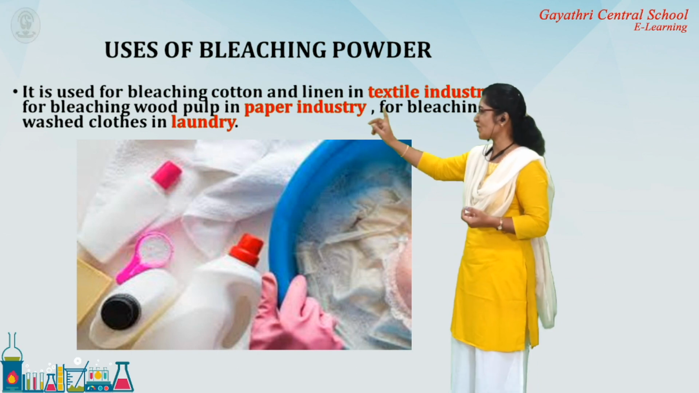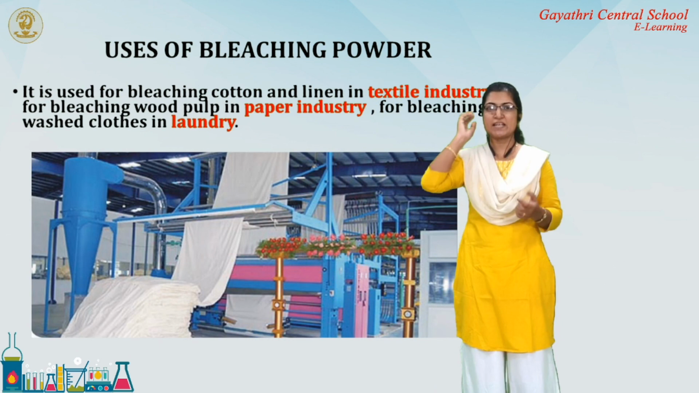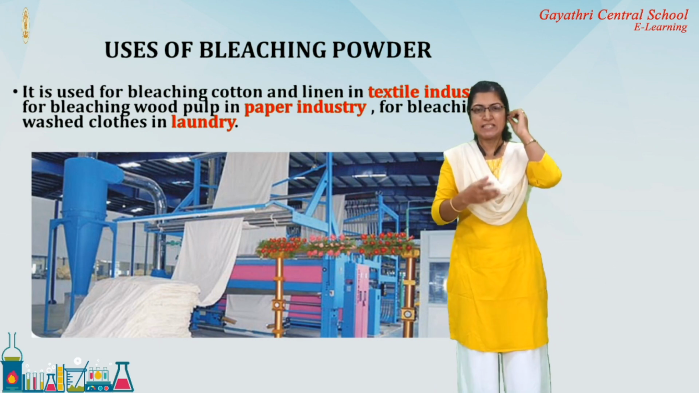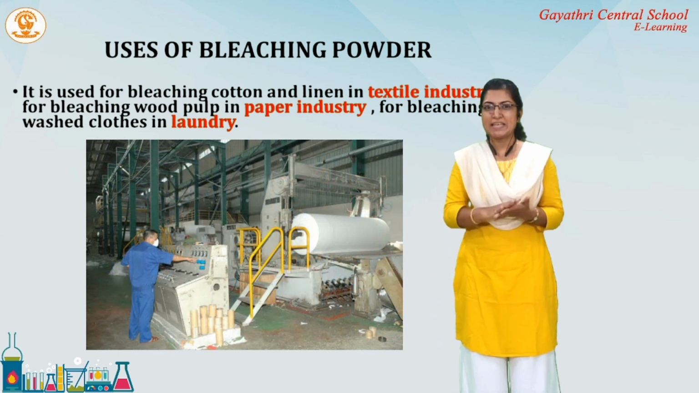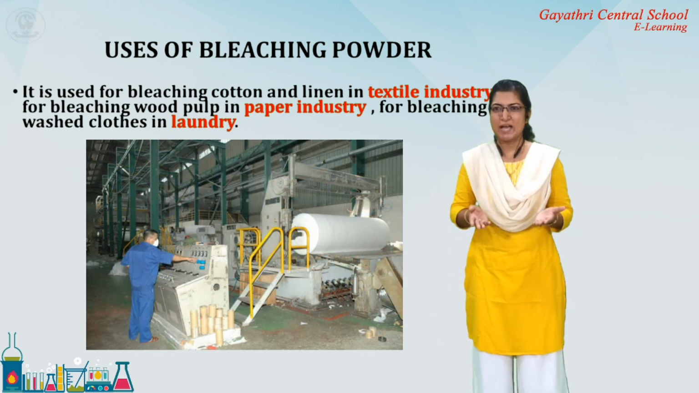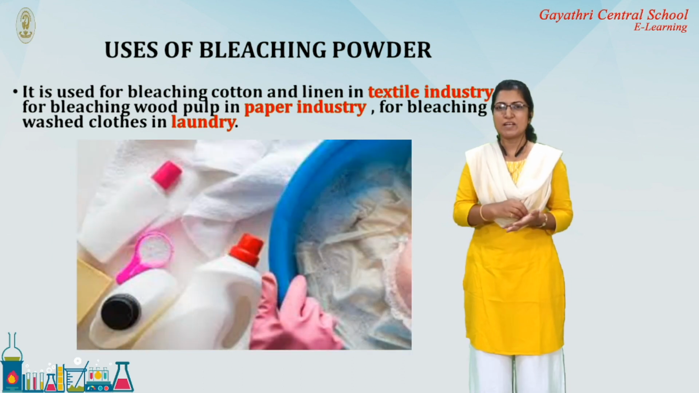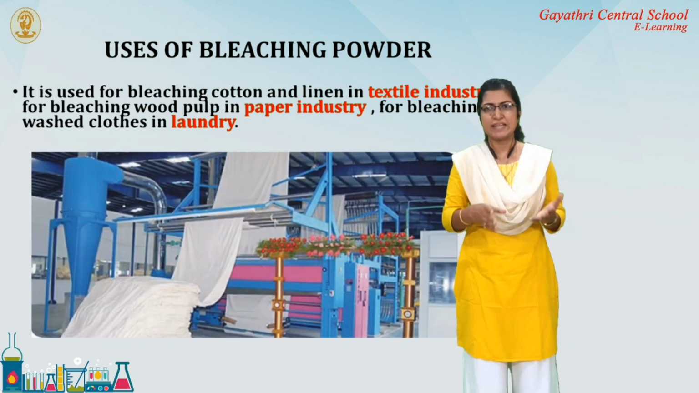Then we can also use it in the paper industry. Paper, wood pulp and all, isn't it? A lot of other dirt materials will be there in the wood pulp. So in order to make it clean, in order to make it white, we will be adding bleaching powder. So bleaching powder will be added in the paper industries to make it clean.